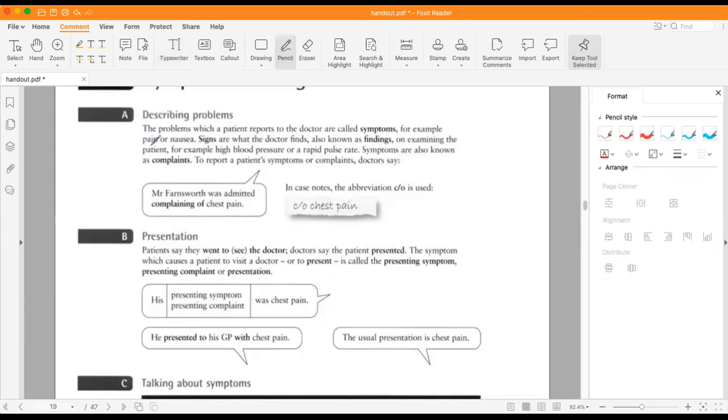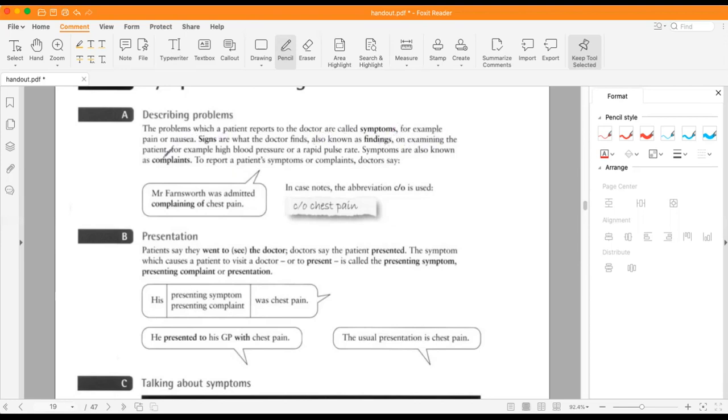For example, here pain and nausea. Nausea is the feeling of sickness in the stomach, all right? So these are the symptoms. Like, for example, the patient goes and says to the doctor, I have pain in the back, I have nausea, and so on. Signs are what the doctor finds, all right? That's why they are called findings.